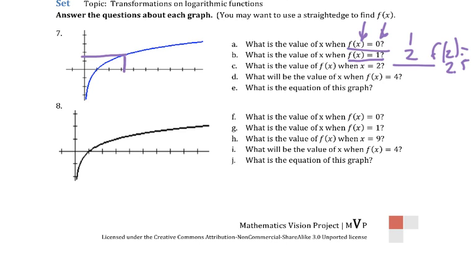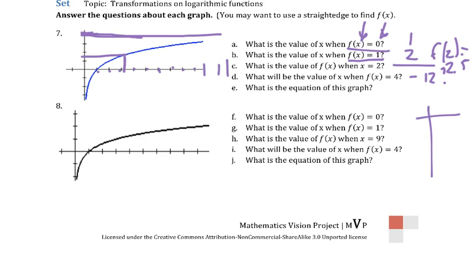Okay, what will the value of x be when f of x equals 4? So if we go up to 4, go clear over there. See, we're running out of space here now, aren't we? So we've got 1, 2, 3, 4, 5, 6, 7, 8, 9, 10, 11, maybe 12. Okay, maybe 12. Now part E wants to know what the equation of this graph would be.